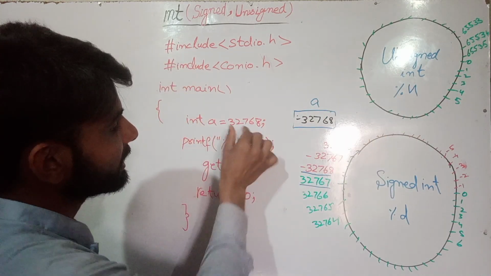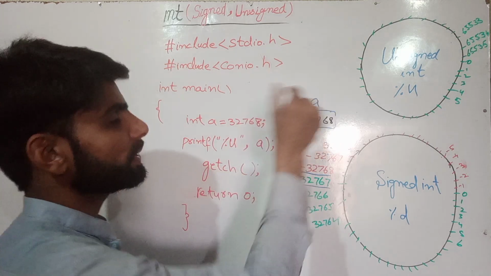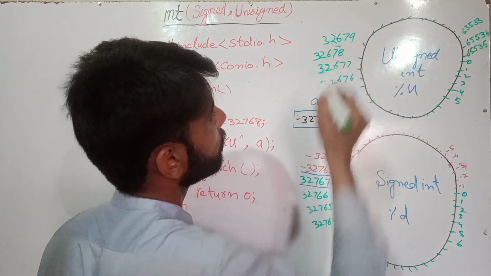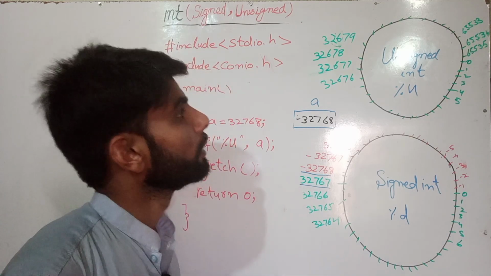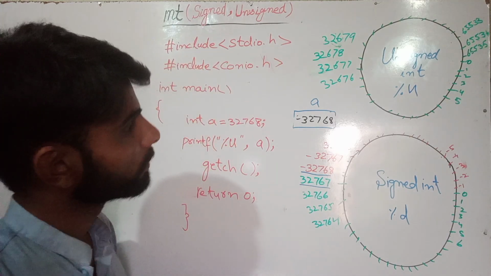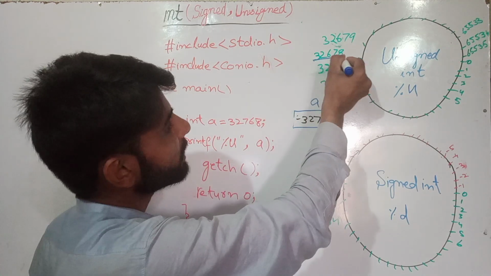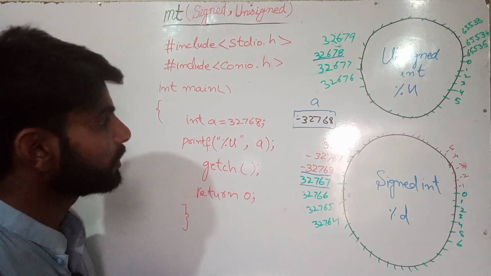So now we will check this value. This comes into the range. So now we will check it. So this value comes into the range. This is a positive value, right?